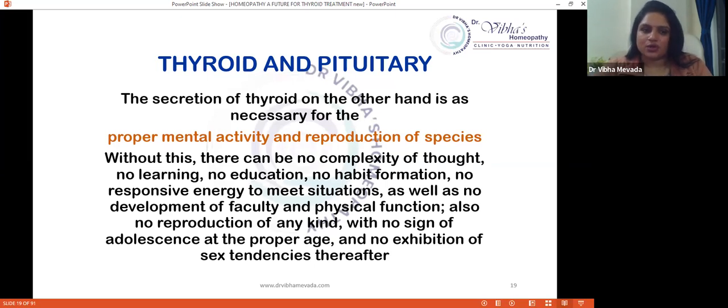There is complexity of thoughts. There is no learning, no education, no habit formation. No physical function. And why are almost all the major systems affected? If you remember the embryological part that I already explained here, in the first 4 weeks the thyroid gland develops and starts working for the development of the embryo. And if it is not there, everything will be affected.